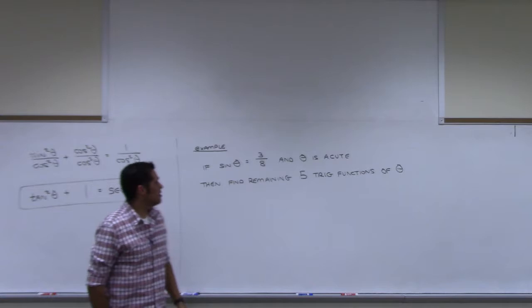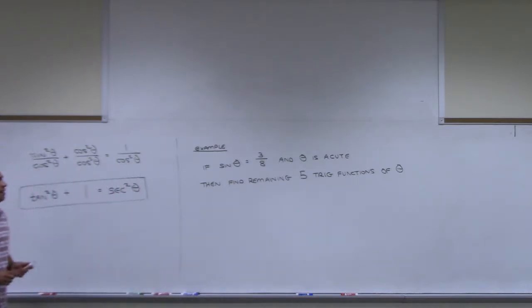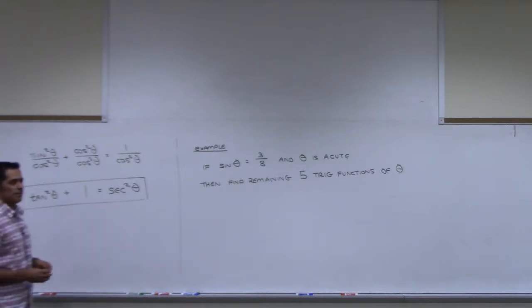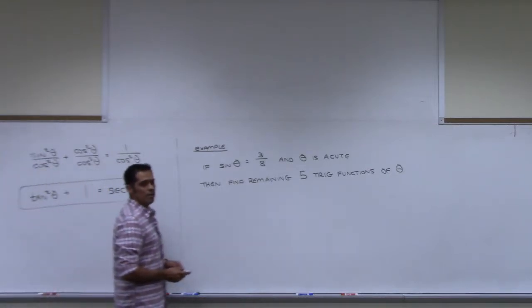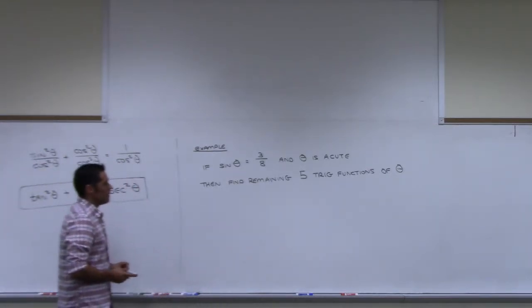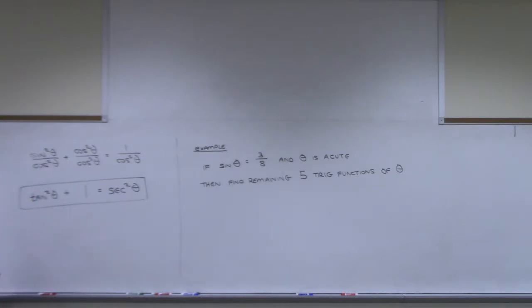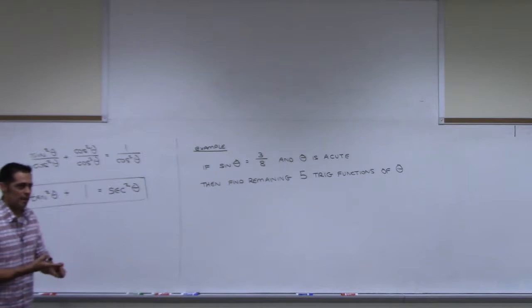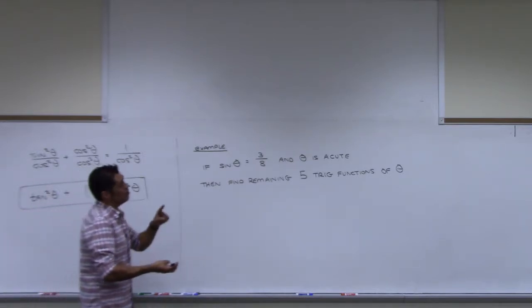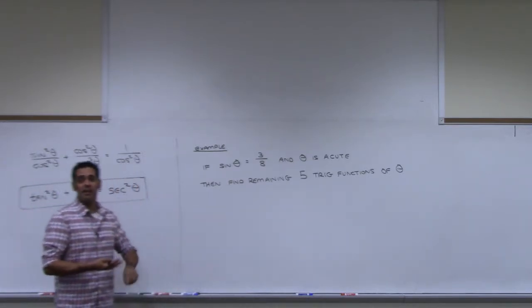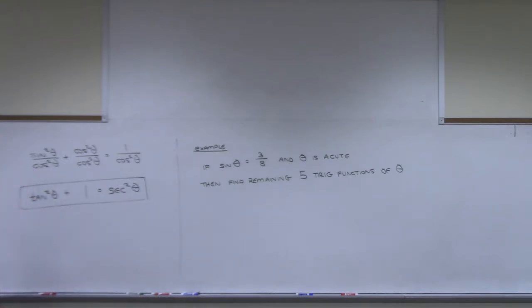Let's say that I tell you that the sine of some angle is 3 over 8. And I tell you that the angle is acute. Then can you find the remaining 5 trig functions of theta? That means, can you find what cosine theta is, what tangent theta is, what cosecant theta is, what secant theta is, and what cotangent theta is? Yeah, we can, but how are we going to do it?